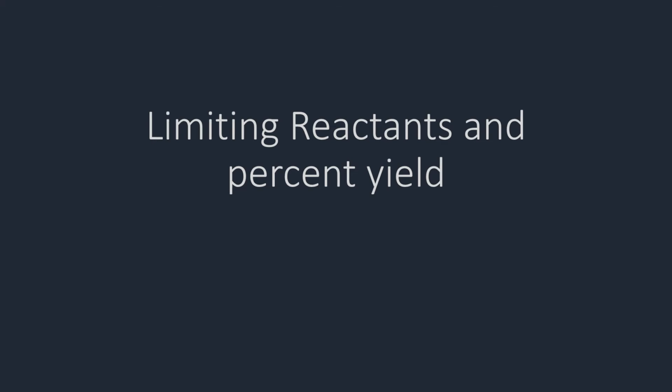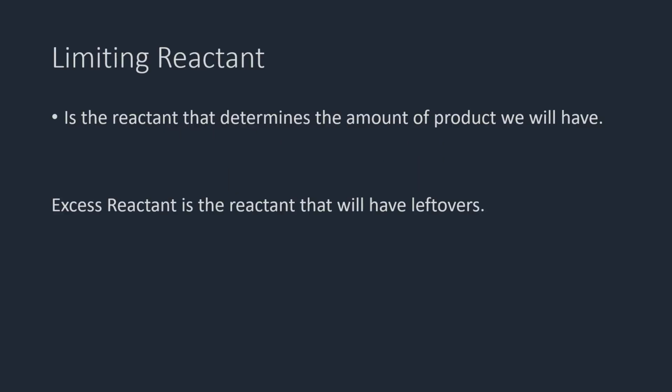Okay, limiting reactants and percent yield. So the limiting reactant is the reactant that determines the amount of product we will have. And the excess reactant is what's left over. Anytime we have a reaction, we normally have one of our reactants in excess. So we have more of it than we need, and that just helps make sure that our reaction goes to completion and that we get all of what we want.